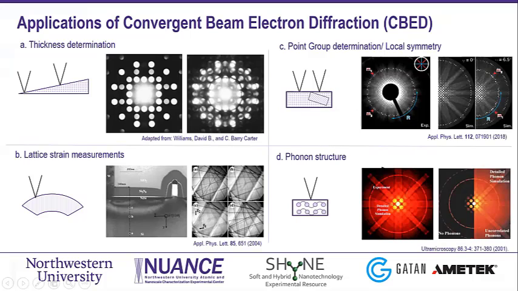Another, a little bit more advanced information that you can get from convergent beam electron diffraction is the folding structure. Here you see a nice example. It's a comparison on a silicon sample, where you can actually determine the folding structure using convergent beam electron diffraction.